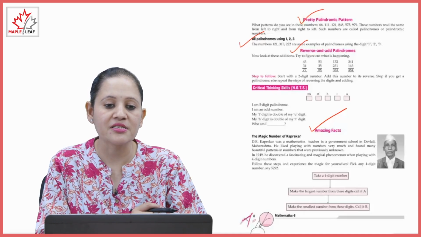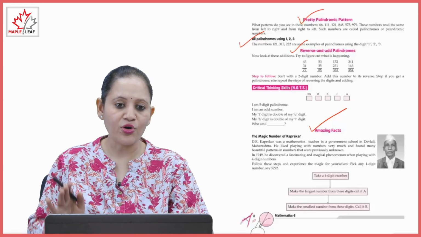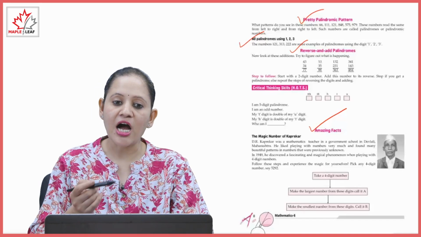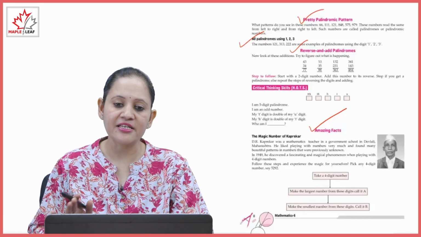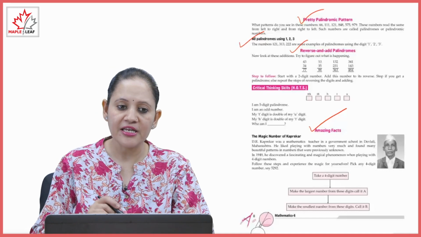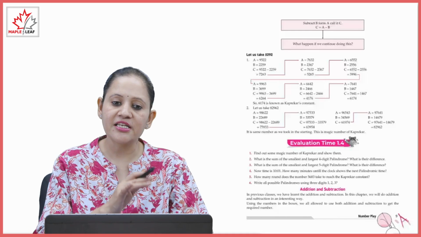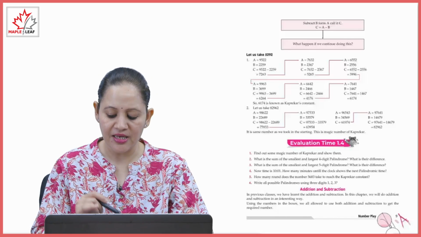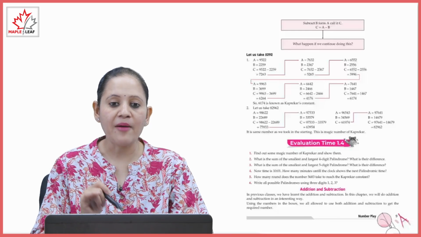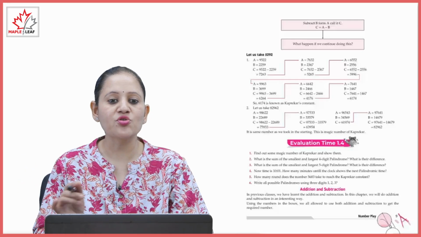Pick any 4-digit number. Suppose your number is 5292. So, take a 4-digit number, make the largest number from the digits, call it A. You have to make the largest number from the 4-digit number, suppose that is called A. Make the smallest number from these digits, call it B. And from the same digits you have to form the smallest number, suppose that is called B. So, in this way you will form number A and B. Next, subtract B from A. You will subtract B from A, and whatever result comes, we are calling it C. So, C is equal to A minus B.